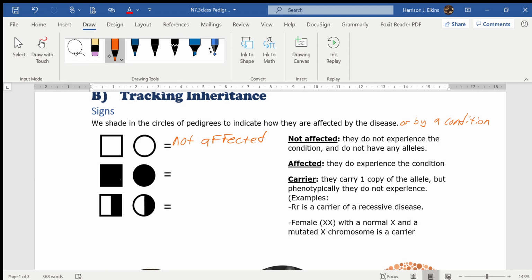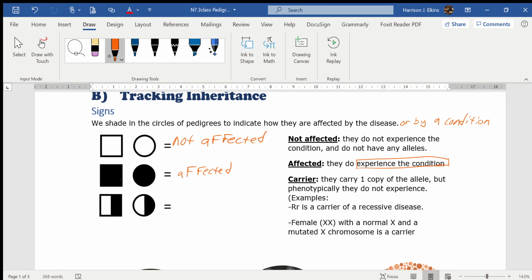We would shade in the square or the circle all the way if that person was affected. So a person who's affected means that they actually experience the condition and it affects their life. And maybe you visibly see it. So maybe they have red hair or they have Huntington's disease.